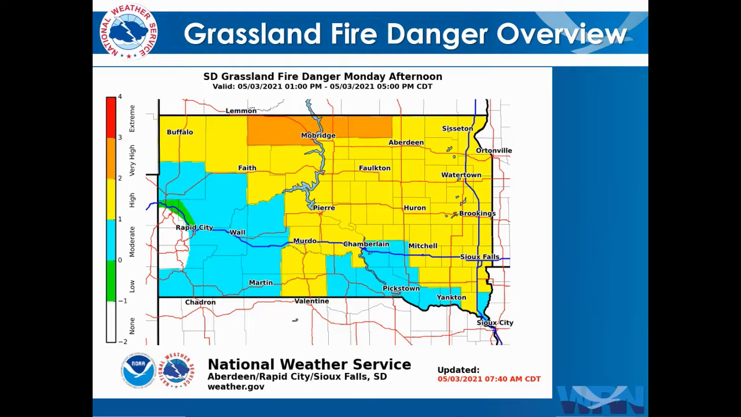This is Jeff Johnson with the National Weather Service in Rapid City, South Dakota. Wanted to talk today about the Grassland Fire Danger product that we produce throughout the state of South Dakota. It's produced on a daily basis, 365 days a year, and is available on our website. It's a collaborative effort between the offices in Rapid City, Aberdeen, and Sioux Falls.